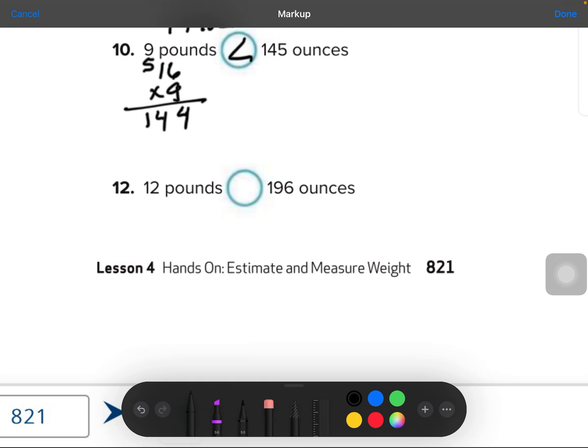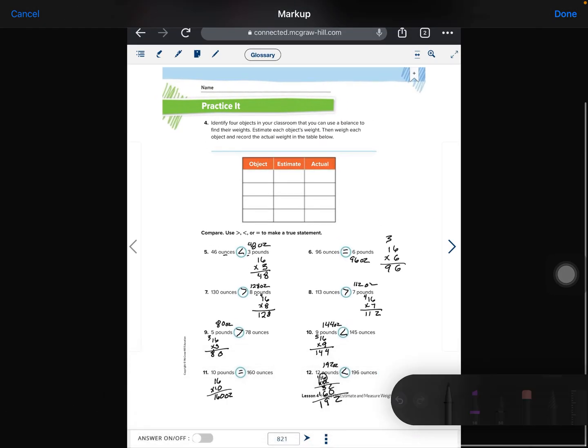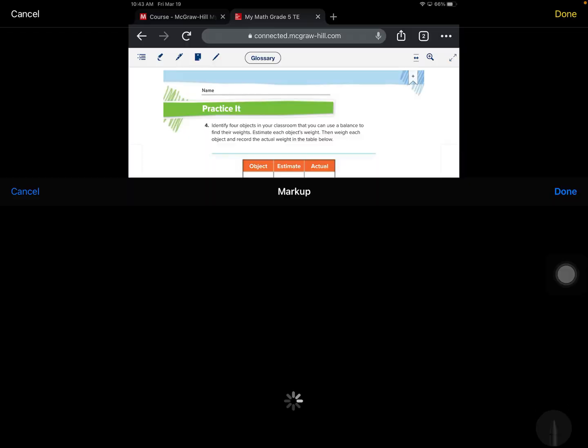Number 12, we have 16 ounces times 12 pounds. Okay, 2 times 6 is 12. 2 times 1 is 2, plus 1 is 3. Then, because I'm going to be doing this, I need to put a 0 right here. 1 times 6 is 6. 1 times 1 is 1. So then I have 2, 6, 7, 8, 9, 192. 192 ounces is less than 196. There we go.